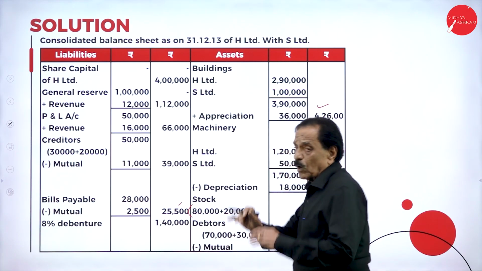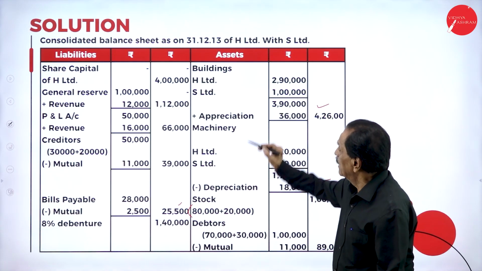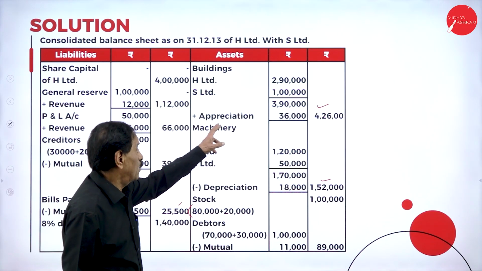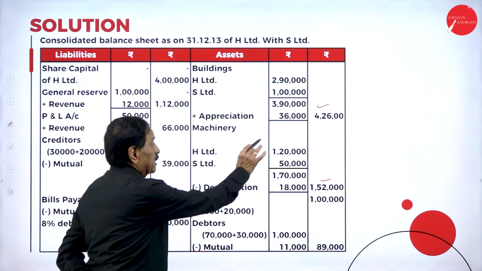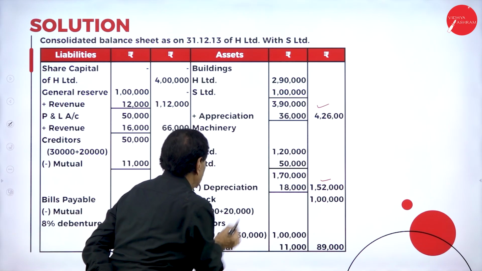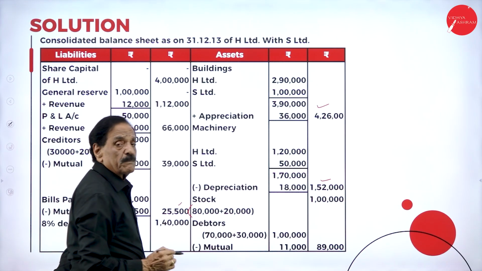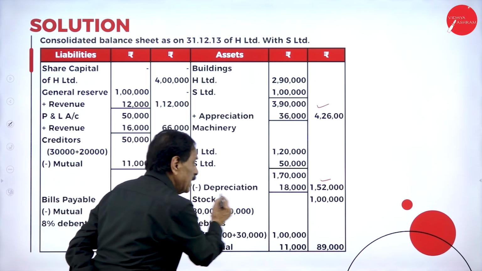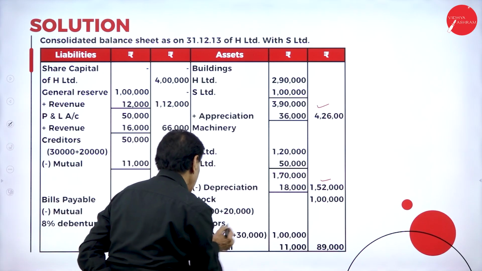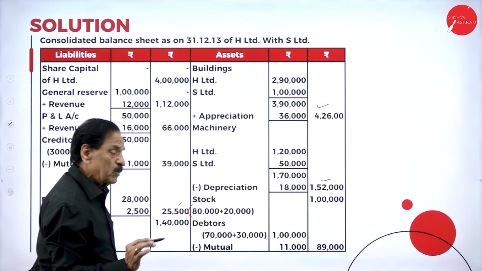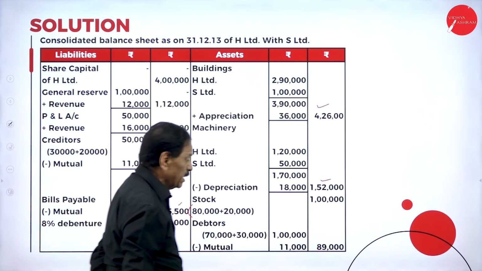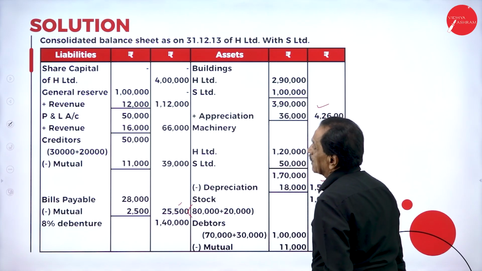So here is the consolidated balance sheet. H Limited 2,90,000, S Limited 1,00,000, it becomes 3,90,000. Appreciation 36,000, it becomes 4,26,000. Then regarding the machinery, H Limited 1,20,000, S Limited 50,000, it becomes 1,70,000 minus depreciation 18,000, becomes 1,52,000. Stock 1,80,000 plus 21,00,000. There is no mutual. Debtor 70 plus 30 is 1,00,000 minus mutual 11,000. It becomes 89,000. Come back here.